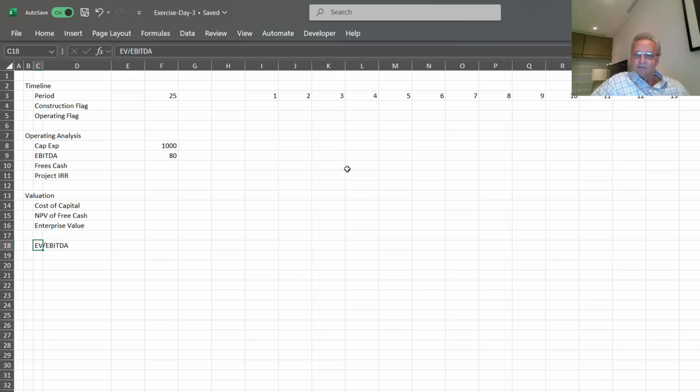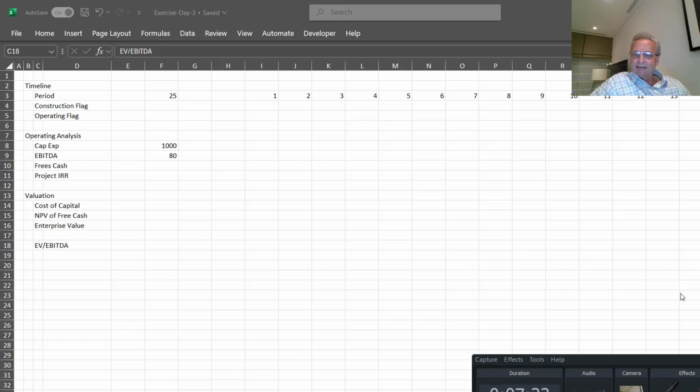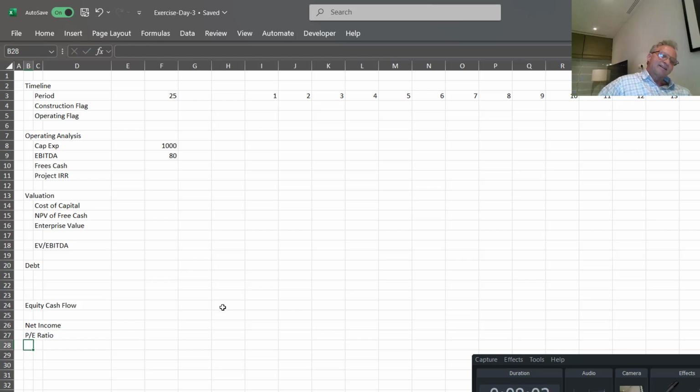And what I'd like to do, and I don't know how much time I have to do this, is also put some debt into our project. After we put the debt, we get the equity cash flow. And once we get the equity cash flow, we can also get the net income, and we can put our PE ratio and see what happens to projects over time.